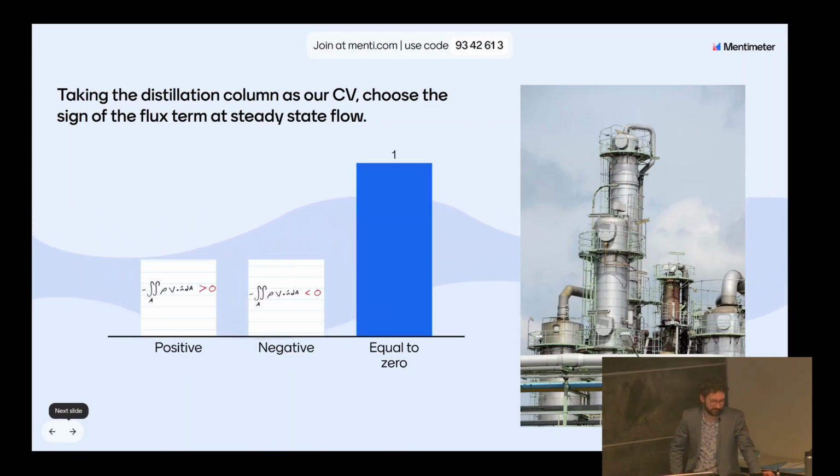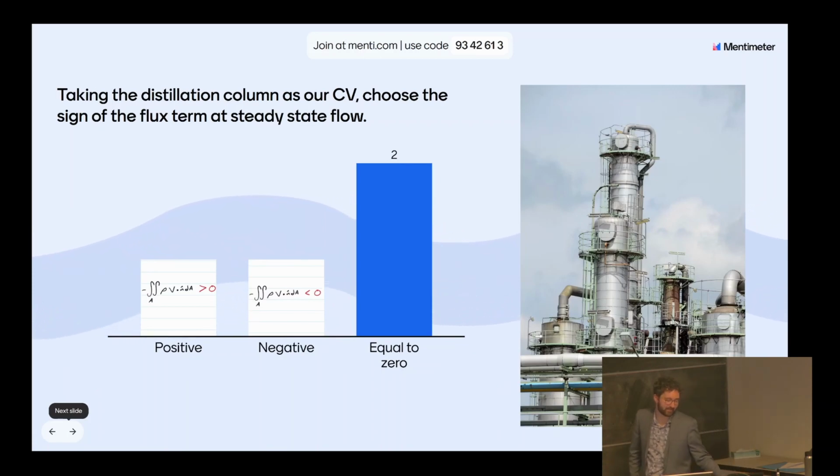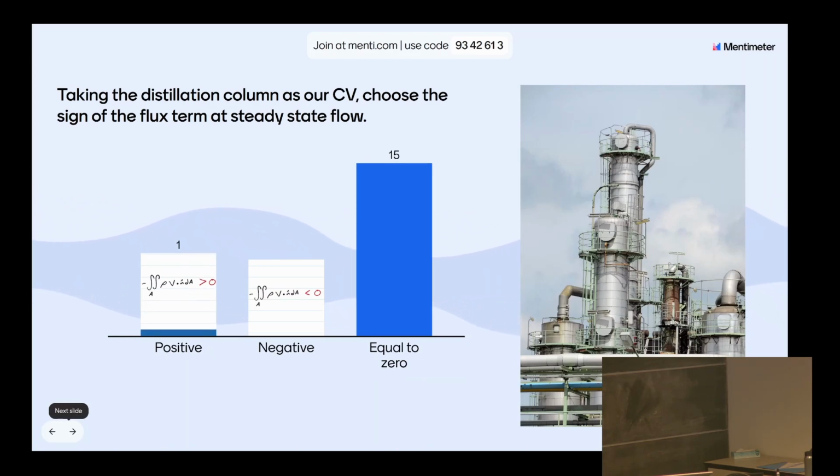So let's say here, what is the sign of that flux term? The previous term, the accumulation term, was 0, just because d by dt of something that's steady is always 0. But this is a more nuanced integration because you have several non-zero parts of this flux. You have flow coming in and out of your column, but that all has to add up to 0 for steady state. So this is the sort of thing you have to wrap your head around for this conservation law thing. So it is equal to 0.